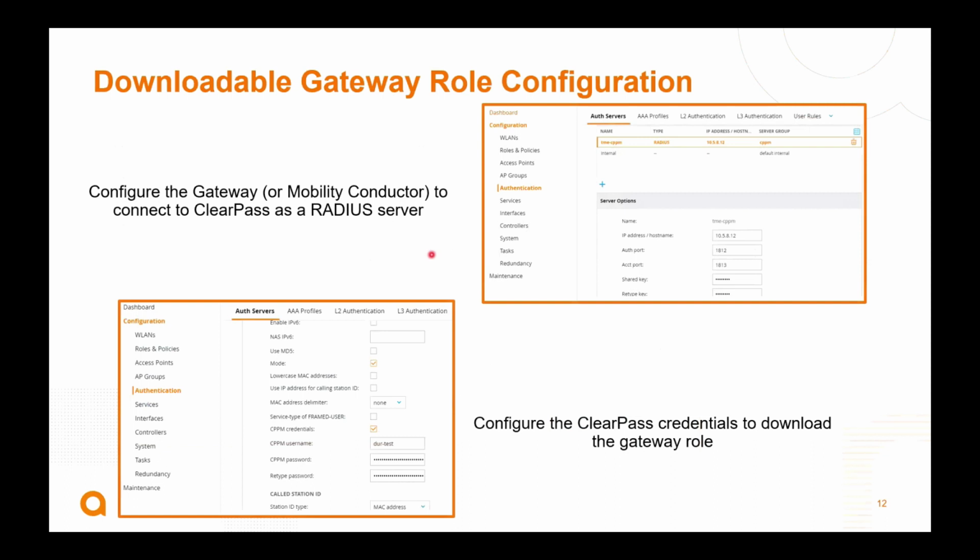So then on the actual gateway itself, you need to make sure it's configured appropriately for Radius, that you're pointing to the Radius server, you have the Radius key, and then you need to make sure you have your ClearPass credentials that the gateway will use to log into ClearPass and download the role from.